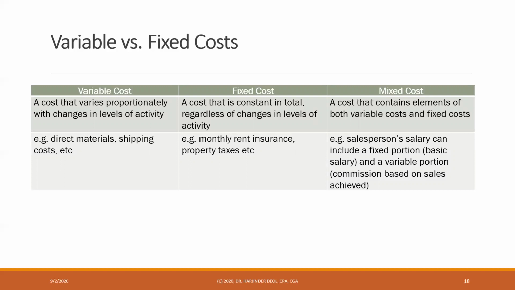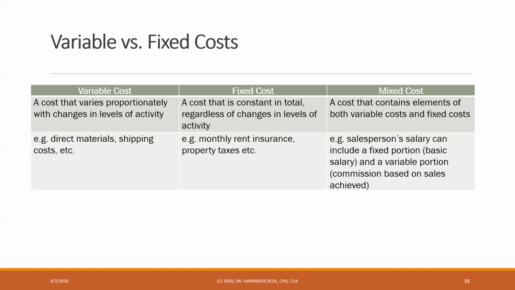A fixed cost, in contrast, is a cost that remains constant in total, regardless of changes in the levels of activity. And a handy example of that would be the monthly rent, the insurance, property taxes. These costs don't change as production volumes change. There is a cost category called a mixed cost as well. So a mixed cost is an interesting one because it's got a fixed cost component and it has a variable component. So it's got elements of both variable costs and fixed costs.